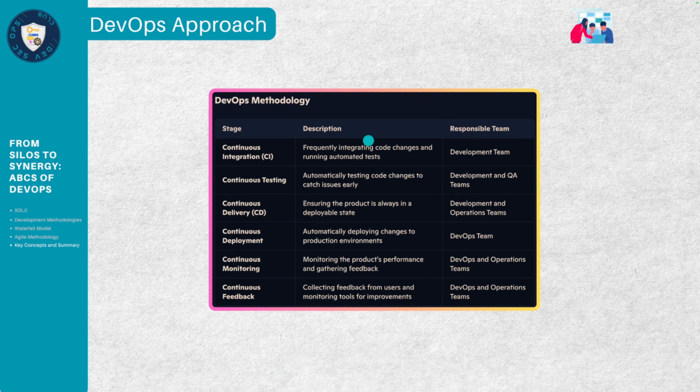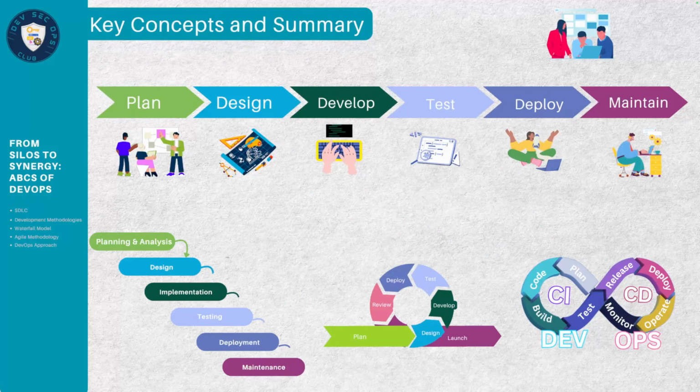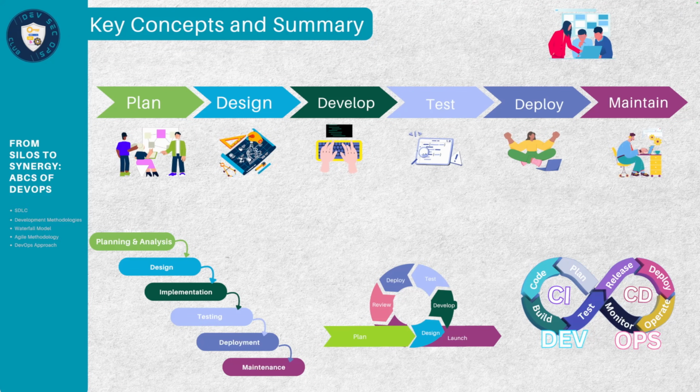And this is about DevOps, and this is the final word on this key concept and summary. Regardless of any approach you follow, this would be your base. You always do the planning, you always do the design, you always do the development, you always do the testing, you always deploy your application, and then you do the maintenance. So all these six phases remain common in any approach you follow.